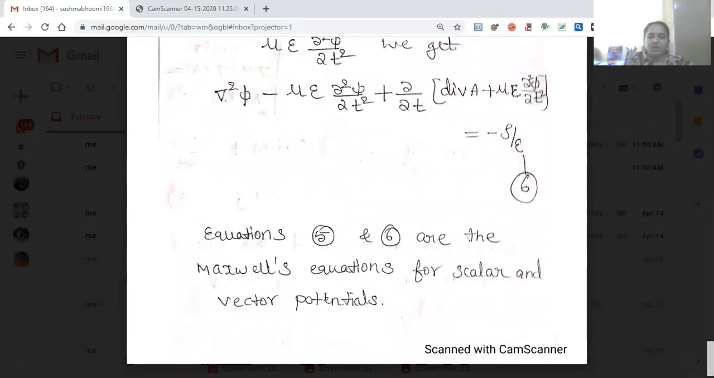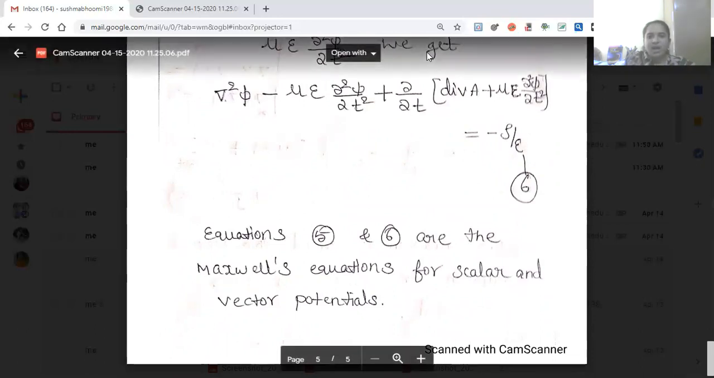So equation number 5 and equation number 6 are the Maxwell's equations for scalar and vector potential. So the fifth equation is the first equation for scalar and vector potential. Equation number 6 is the second equation of Maxwell's equations for scalar and vector potential.